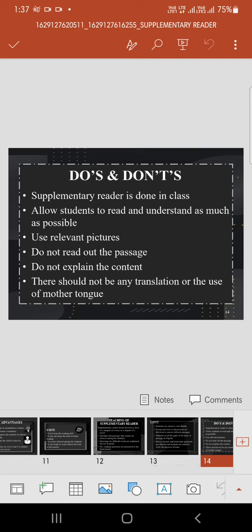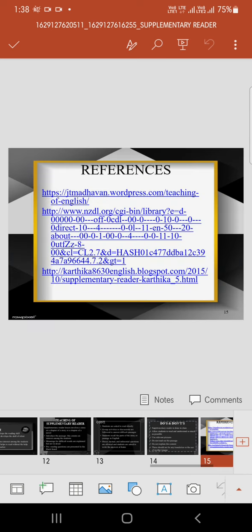Do's and don'ts. Supplementary reader is done in class. Students should be allowed to read and understand on their own as much as possible. Irrelevant pictures should not be used. Teacher should not read the passage. Teacher should not explain the content. There should not be any use of mother tongue.